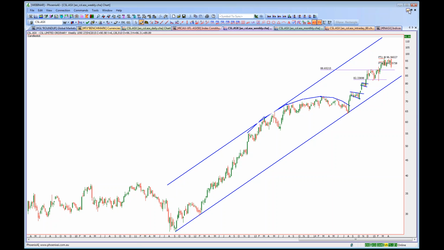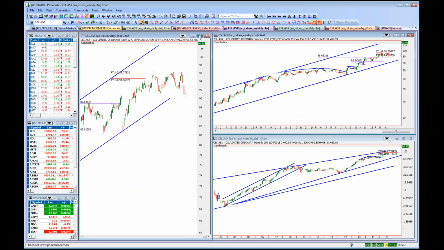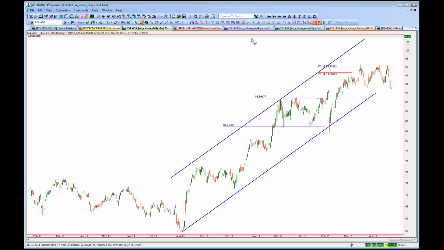But let's have a look also at the daily. There they are, consolidation. That's broken to the downside. Let's extend this channel line up on the upside. It's broken below, target down. This is saying down to 86, 87. Out of the channel, broken down.